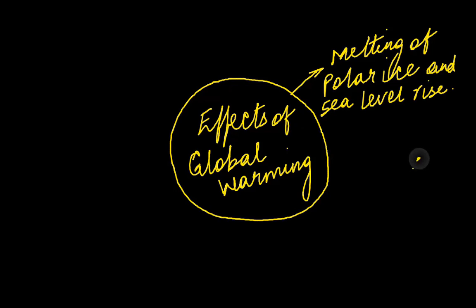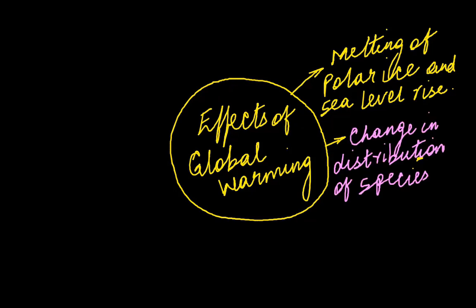Okay. Second, another outcome of global warming: change in the distribution of species. Now, a very simple reason. If this is the Earth, this is the axis of the Earth, this is the equator, Tropic of Cancer, Tropic of Capricorn, Arctic Circle, Antarctic Circle, right?